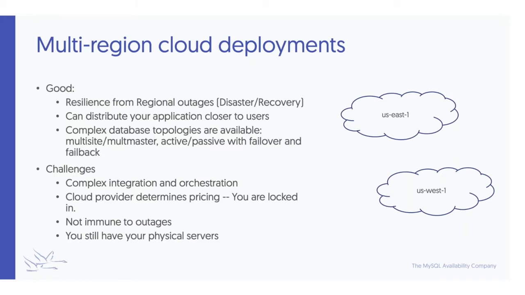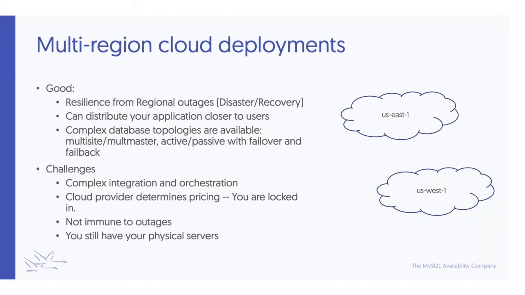This also allows us to distribute our application closer to our users. So now our users in California are going to have a great user experience, as well as our users in Virginia. And deploying in more than one region now opens up some more sophisticated topologies, multi-site, multi-master, and active and passive with failover and failback.